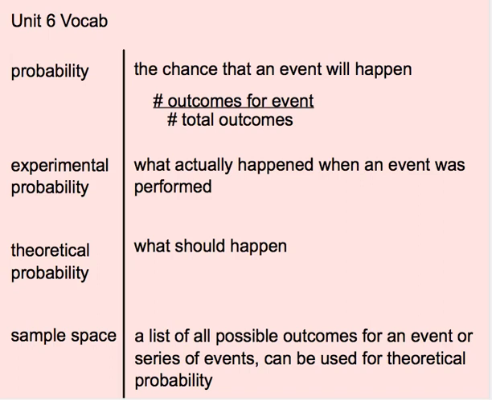And then finally we've got our sample space, and that is when you list all of the possible outcomes for an event or series of events, and it can be used for theoretical probability. The sample space is not typically for experimental probability.